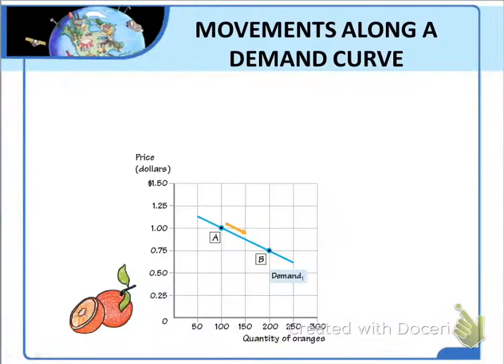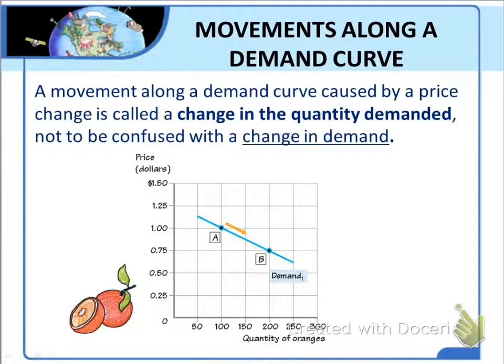So let's get started. In the last module, we saw that a change in the price of a good causes a movement along the demand curve for that good. Consider the movement from point A to point B in the graph, which shows that for $1, consumers would buy 100 oranges. So what would that look like? Well, at $1, we're at point A, and they would buy 100 oranges.